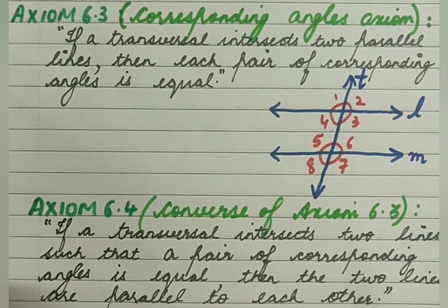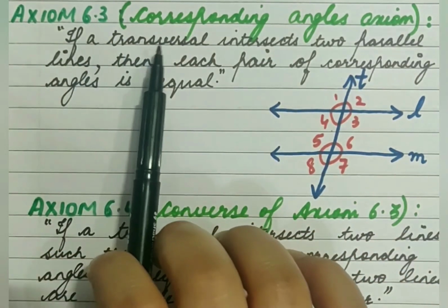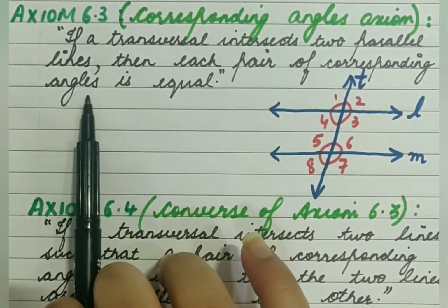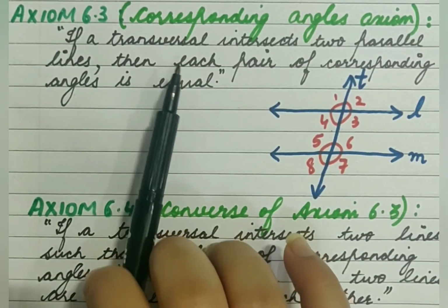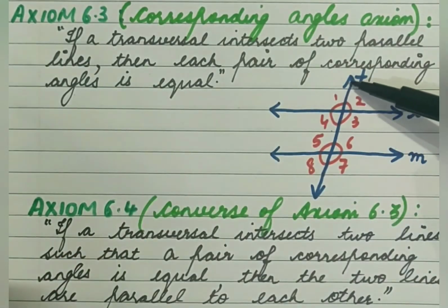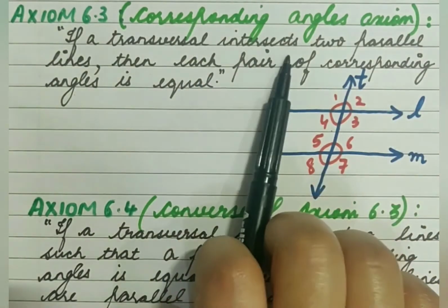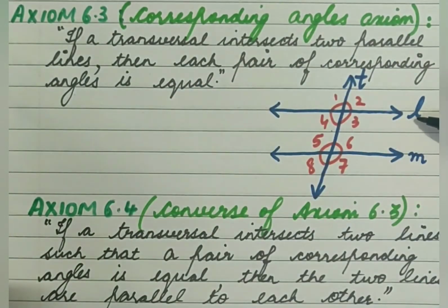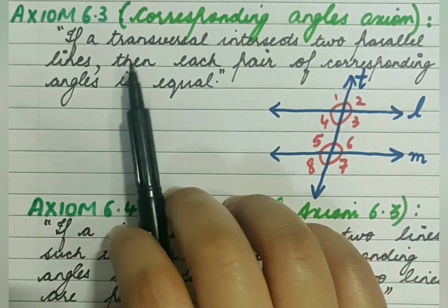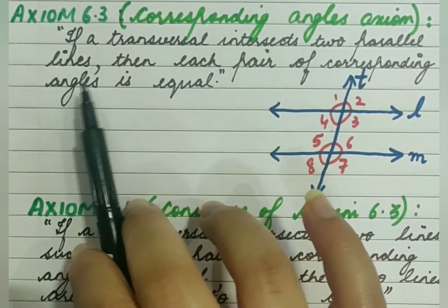Axiom 6.3. This is also known as corresponding angles axiom. Let's look at its statement. It states that if a transversal intersects two parallel lines, then each pair of corresponding angles is equal. Let me explain this using this diagram. If a transversal, that means we are talking about this T, intersects two parallel lines, that means L is given parallel to M. L and M are already parallel. Then what will happen? Then each pair of corresponding angles is equal.